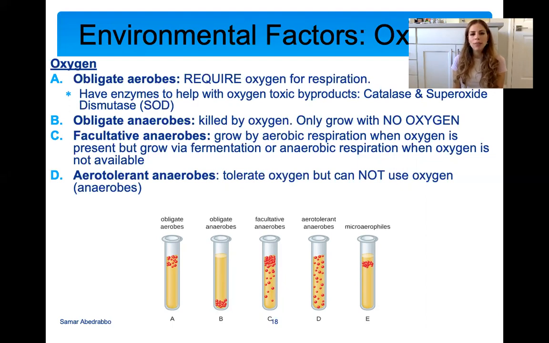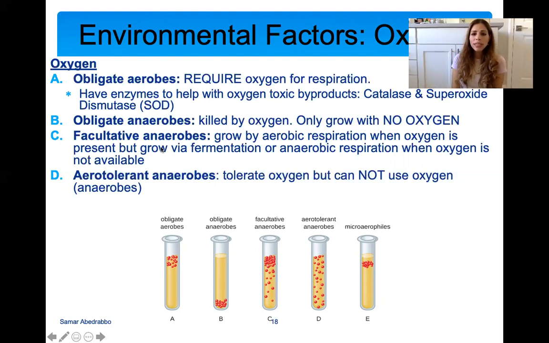So in order to be an obligate aerobe, those organisms usually have the enzymes catalase and superoxide dismutase, which is sometimes just abbreviated SOD. Organisms that are obligate anaerobes, anaerobes means no oxygen, are killed by oxygen, and they can only grow when there's no oxygen present. So research labs that work with obligate anaerobic organisms struggle a lot to work with them because they're not easy. Any tiny bit of oxygen that gets in will kill the microbes. So you have to make sure to work in a hood that's sucking up all the oxygen.